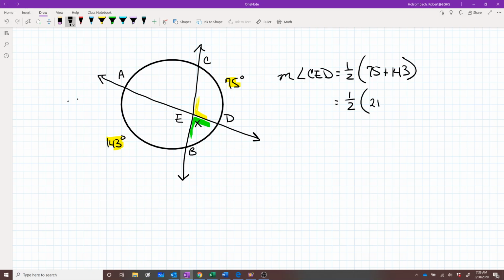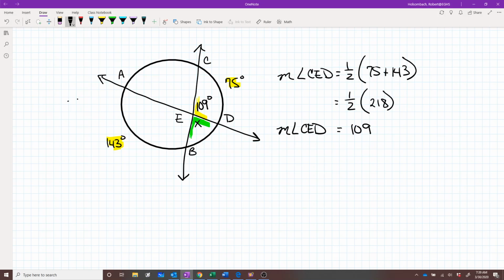Half of 218 is 109. So the measure of angle CED is equal to 109. That's this angle right here, the yellow angle. This is 109. And the yellow angle and angle DEB are a linear pair.